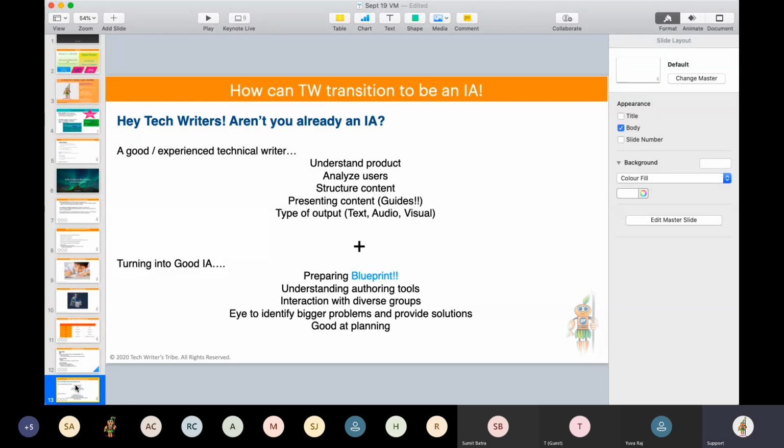You understand the types of outputs that we have. In today's world, there is textual output, then we have audio, then we have visuals, and formats such as HTML, PDF, and multiple other formats. So as an experienced writer, maybe as a fresher you might not have done it, but as an experienced writer with 4 to 5 years of experience, you might have already done all this. I'm sure most of you will agree. Now, one step more, and you can turn into a good IA.